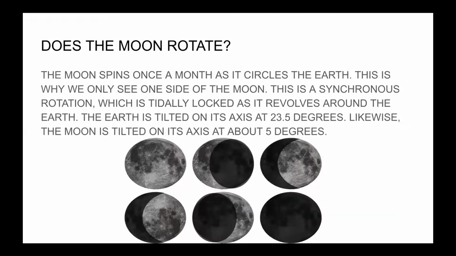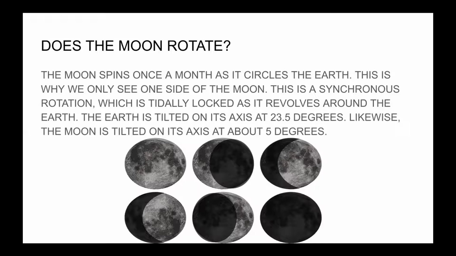Now, does the moon rotate? This is a big question also. This puts these two ideas together, the one about rotation from Ms. Ramirez and revolution from Mr. Monroe. And the answer is the moon rotates and revolves at the same time, 29.5 days. The moon spins once a month as it circles the earth. That's why we only see one side of the moon. This is called a synchronous rotation, which means it's synchronized with its revolution.